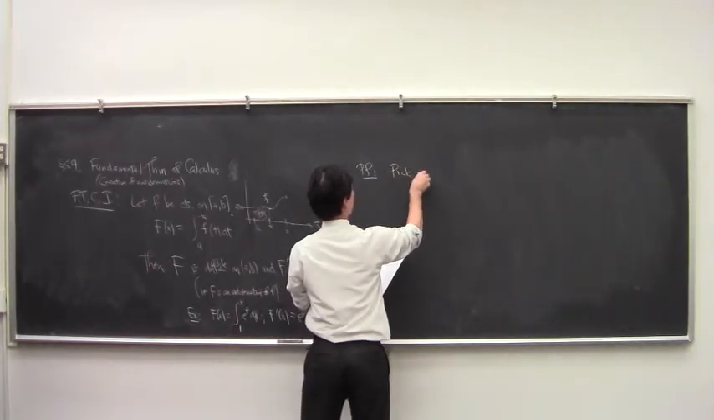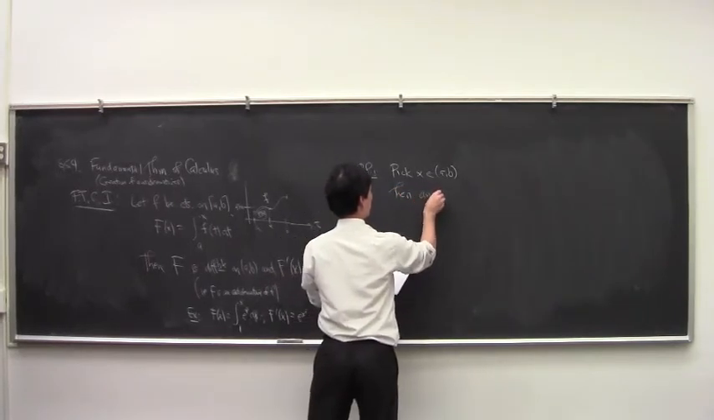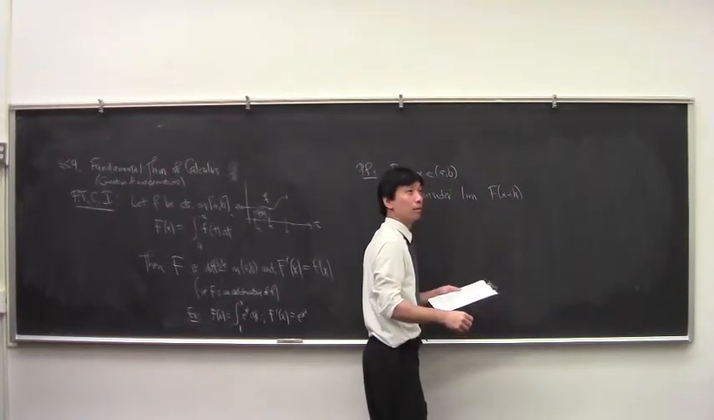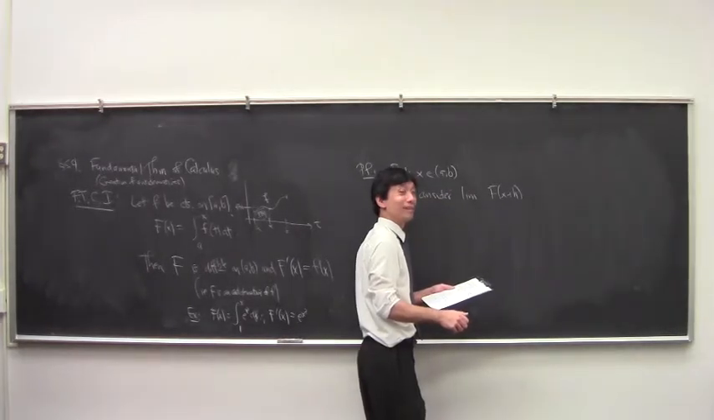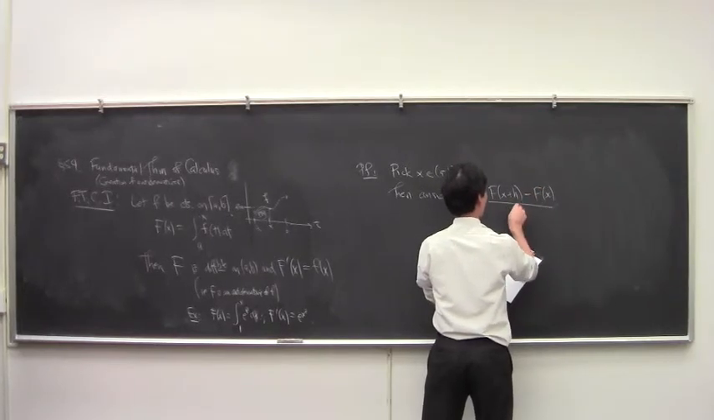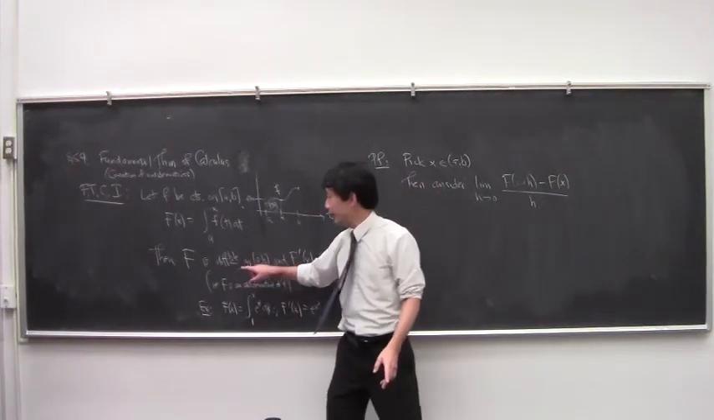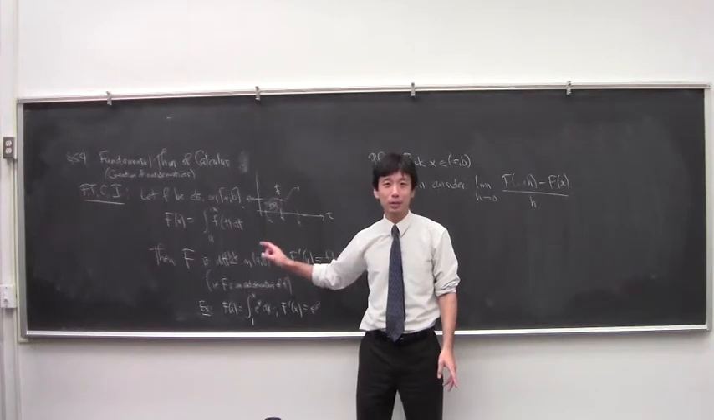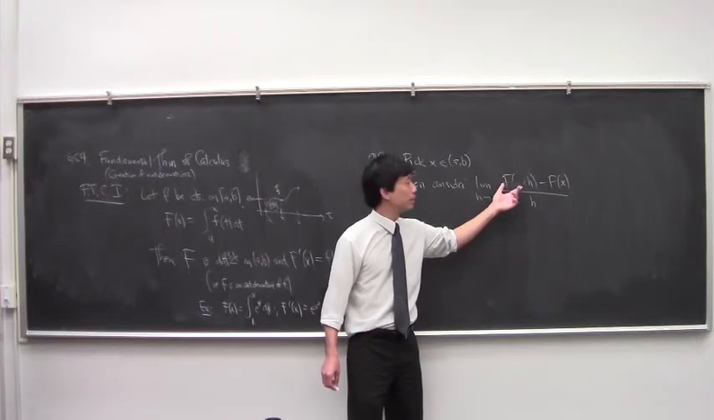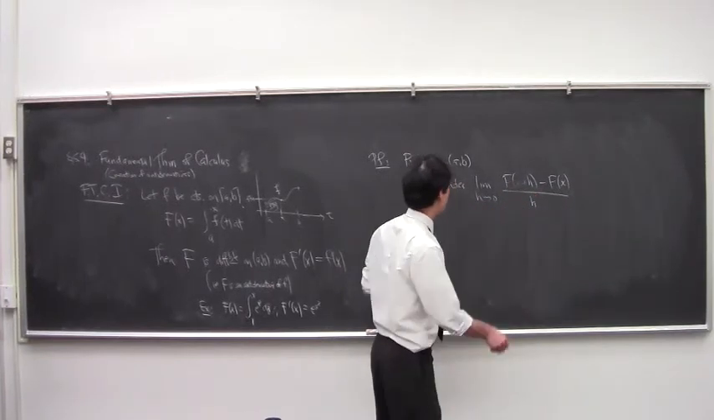Pick any x and any b. Then let's consider the limit of F of x plus h minus F of x over h as h goes to 0. So we're trying to show that this guy actually is an antiderivative, right? So let's see what its derivative is. The derivative is the limit of F of x plus h minus F of x over h, and then you just translate.